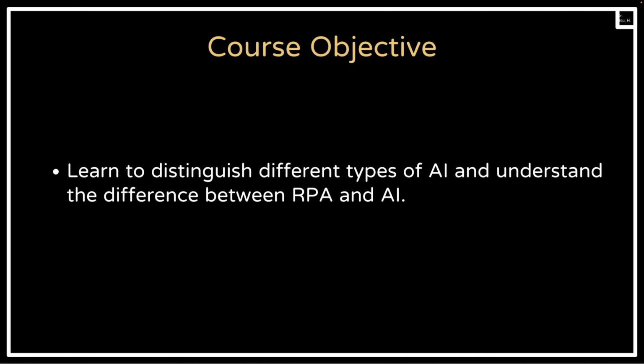So let's start with the objective of today's lesson. This slide gives us two core learning goals. First, we want to learn how to distinguish different types of AI. And second, we want to clearly understand the difference between RPA and AI. Because in business practice, these two are often confused. That distinction is extremely important.